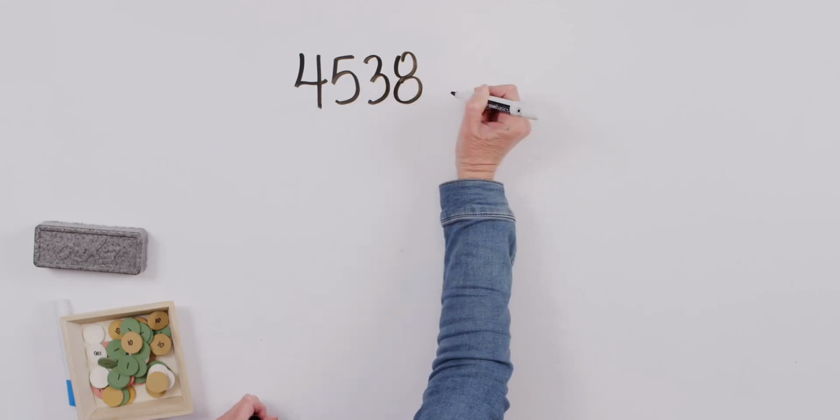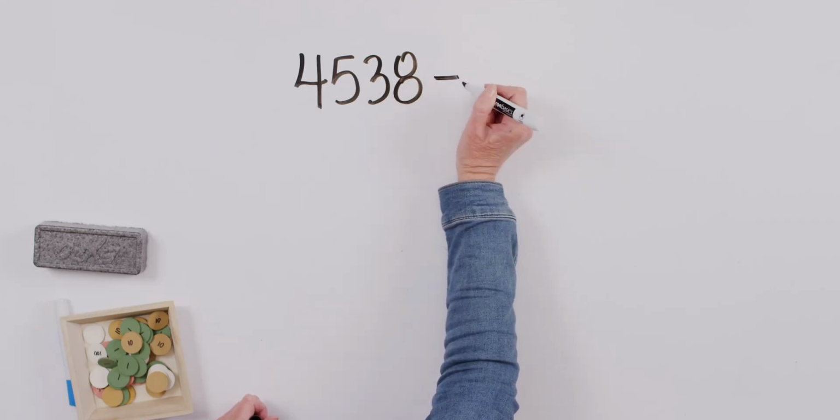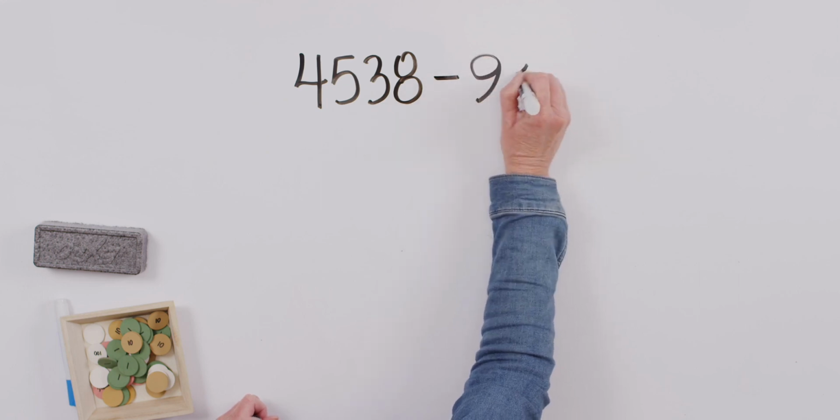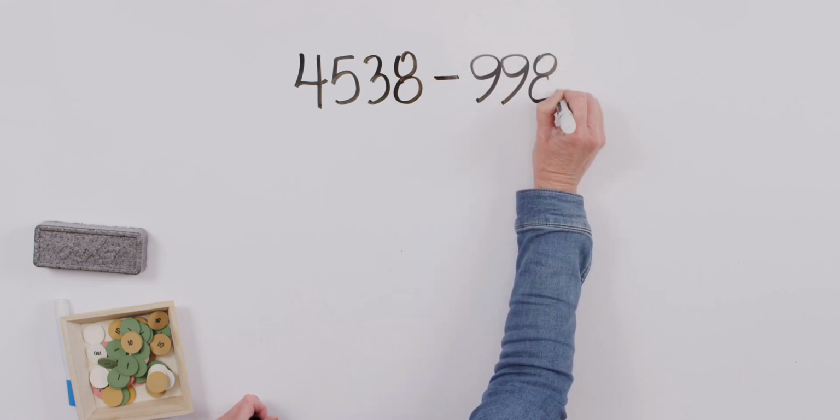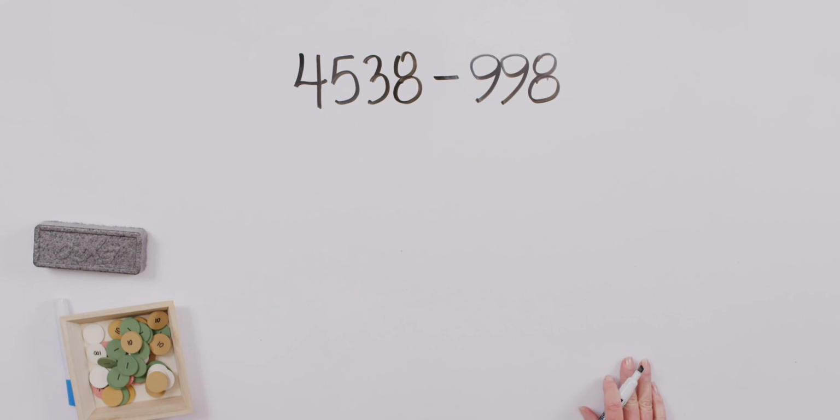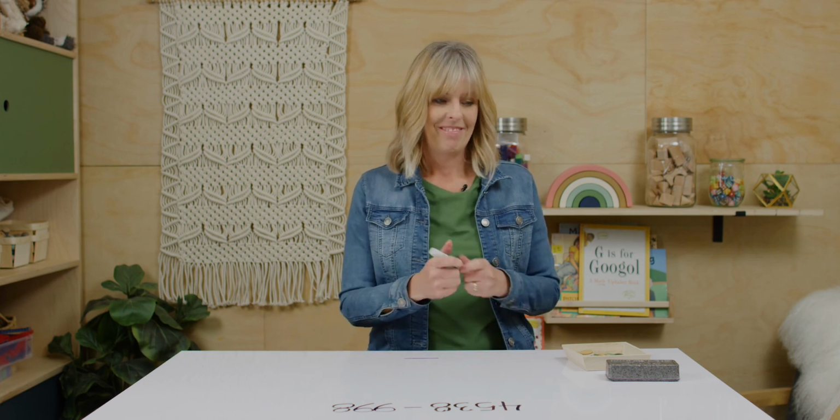Let's try another one. This one might feel a little bit bigger, but it's going to be a really similar strategy. So 4,538. Let's subtract, how about 998? We're working with hundreds and thousands here. So bigger numbers, but same strategy. So based upon what we just did, what might your strategy be? Let's show our place value discs one more time here.